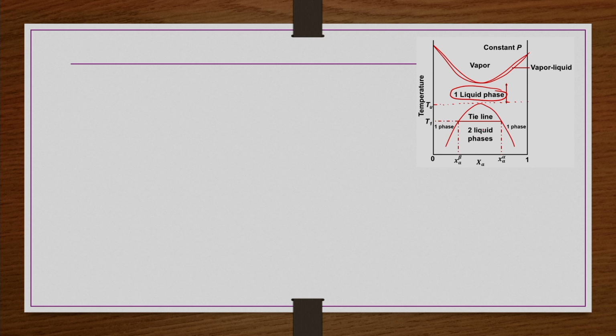Below this TU, if the system temperature is below this one, let us say T1, then two liquid phases are coexisting. They are partially miscible and at equilibrium. So at this temperature, if you wanted to find out the mole fraction of a component in each of these two partially miscible phases, then you have to draw a tie line at this temperature and then you can find it out.